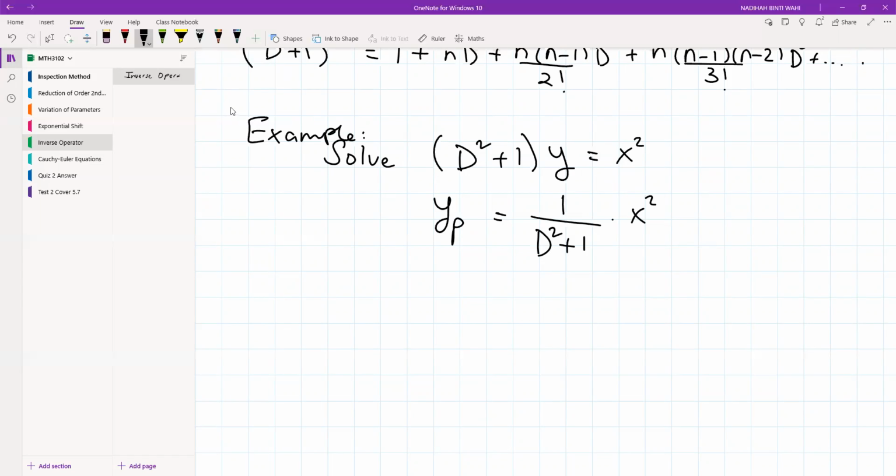Yang tadi kita evaluate untuk sine dengan cosine. So yang ni adalah dapat dengan X kuasa 2. Dia tak sama. Kecuali kalau dia e to the AX. Yang ni lain.